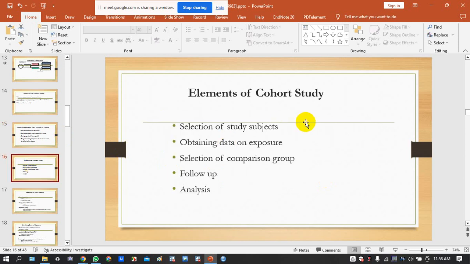So, elements of cohort study. Selection of study subjects is very important. Obtaining data on the exposure or the risk factors is very important. Selection of comparison group, that's the control group, is very important. Follow up is very important because you have to follow them up. If it's a pregnant woman, then first trimester, second trimester, third trimester, you follow them up, pick information, pick their blood sample, and look at the level of some markers. Maybe if you are looking for nitric oxide, look at the level of nitric oxide in them that is causing them to develop hypertension. You look at all those things, and we do your analytical testing also.